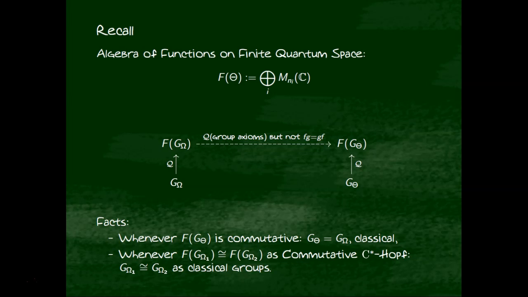So this is basically the framework. An algebra of functions on a quantum group is, from here on, a finite C-star algebra that has morphisms that satisfy axioms that look like translated group axioms. Okay, and we'll see all of these now today.